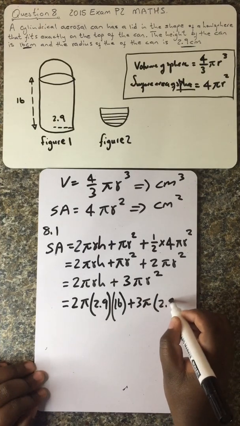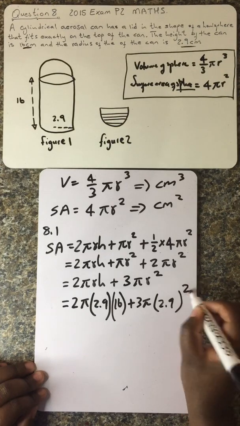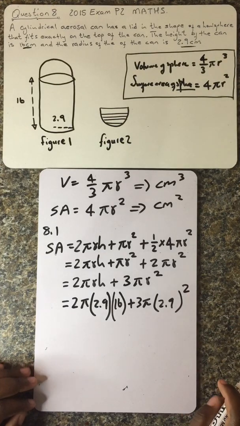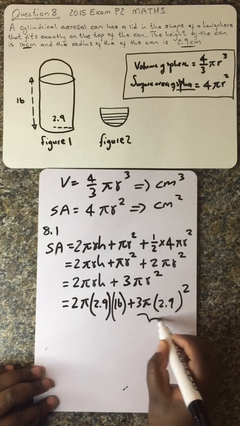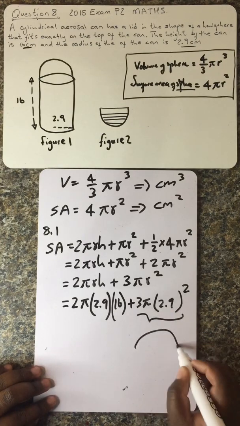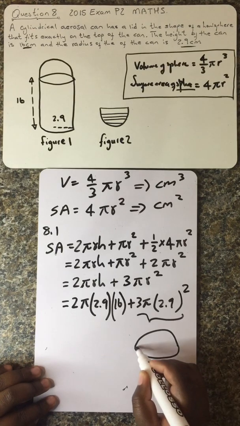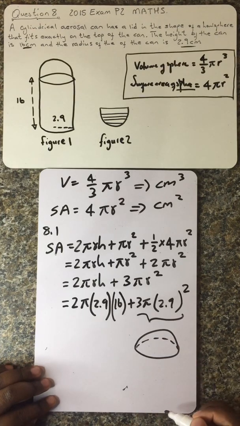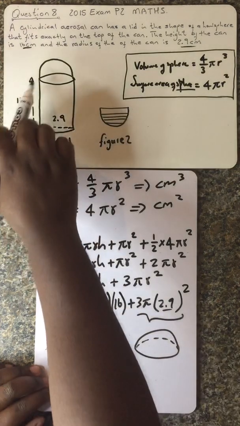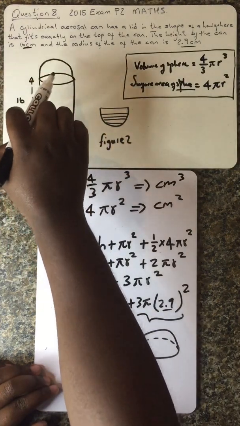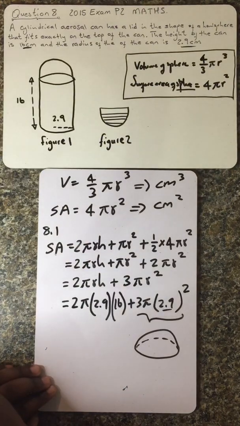We know r is 2.9. This is squared. Remember, guys, this portion of the formula refers to the lead. Why is it 2.9? It's because they said that the lead fits exactly on the top of the cane.